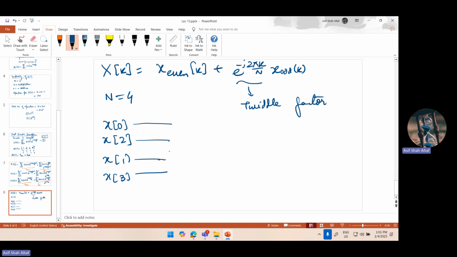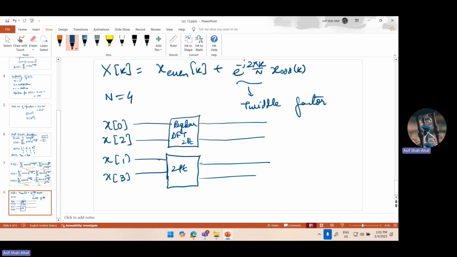So you want to calculate the DFT. What you have done is divide it into two parts. So this is a regular discrete Fourier transform. That's the x even for n by 2, which is 2 point now. Same thing here, it's 2 point for the odd one.